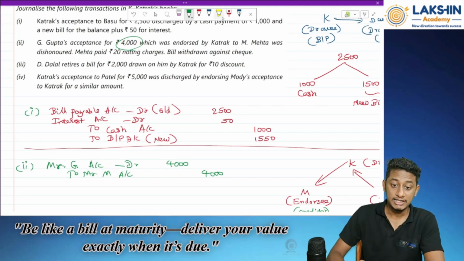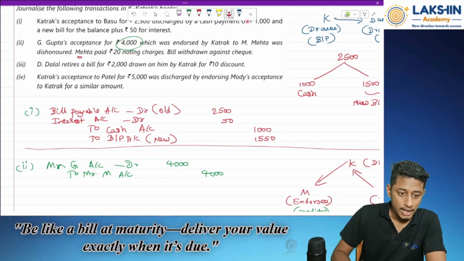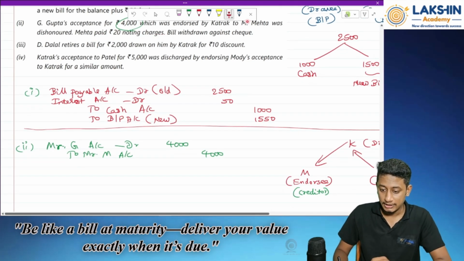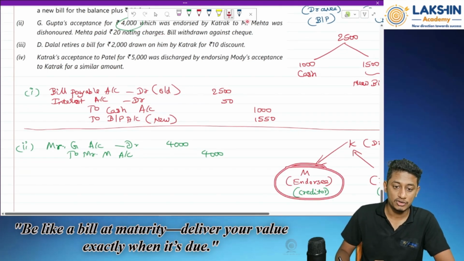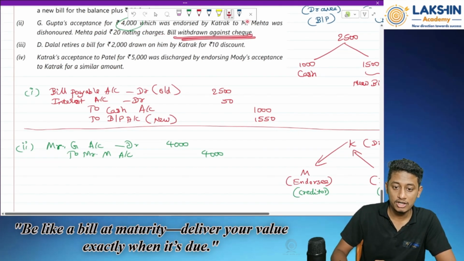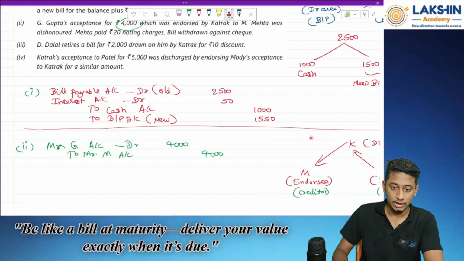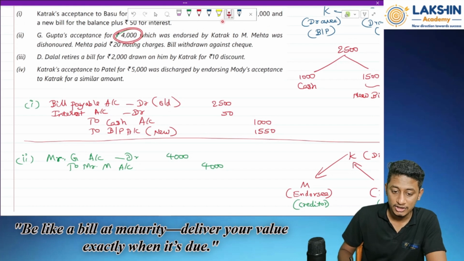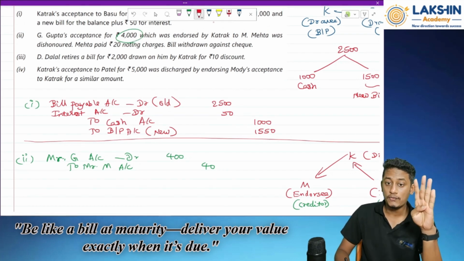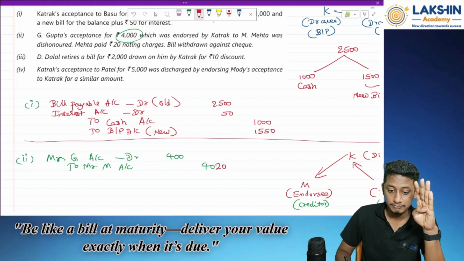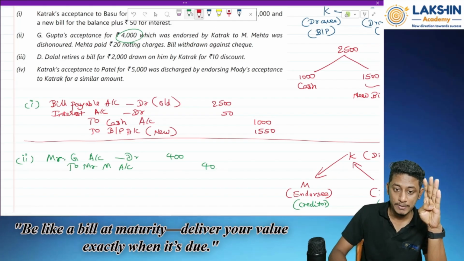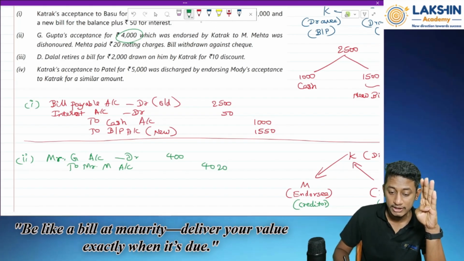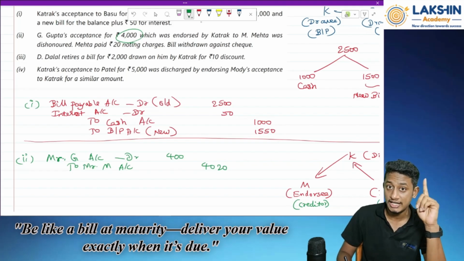Fine. Now next, what has happened? Mr. Mehta paid 20 rupees as noting charges. Who has paid? This guy has paid 20 rupees as noting charges. The bill was withdrawn against check. That means while dishonoring, what happens? I have to pay how much to Mr. Mehta? Not rupees 4,000, but 4,000 plus 20 rupees. Right? 4,020 I have to pay him. Why? Because it will include the noting charges. I have told you the entry, remember.